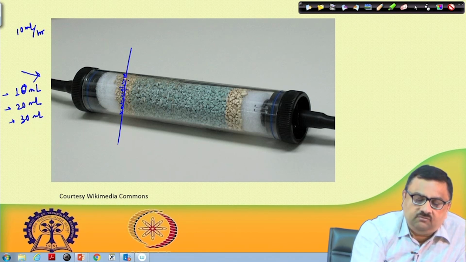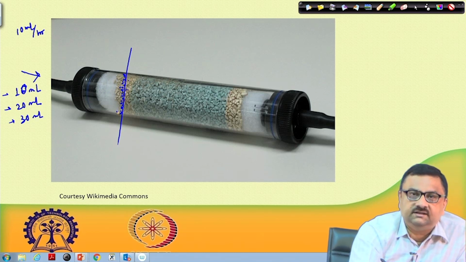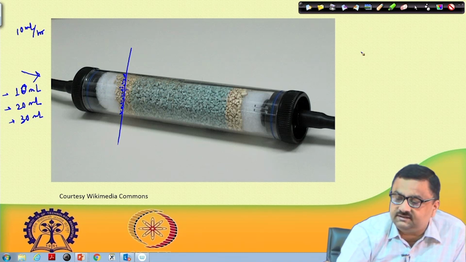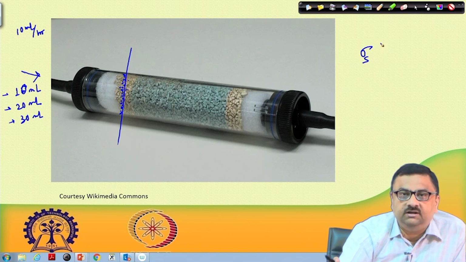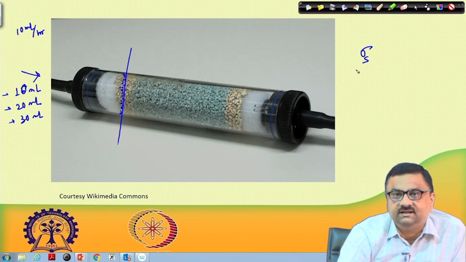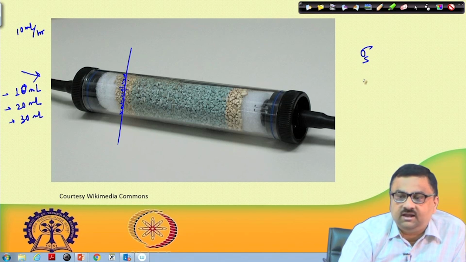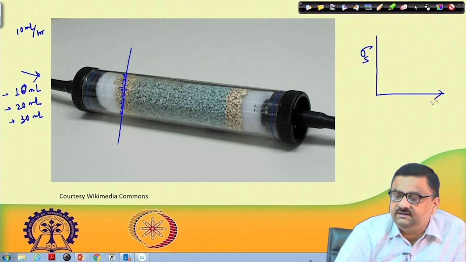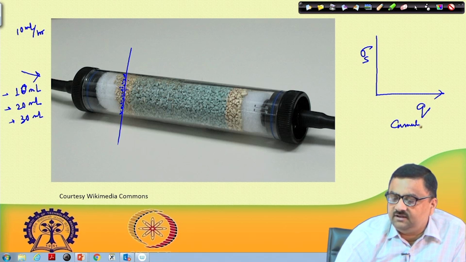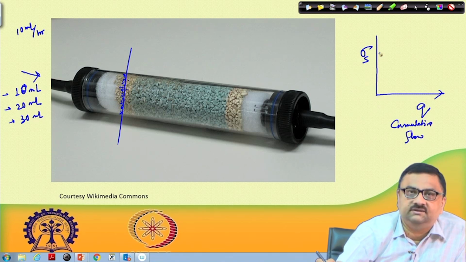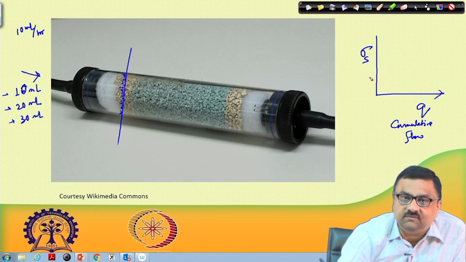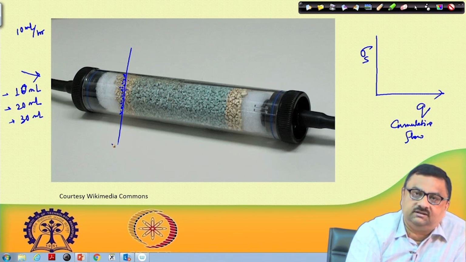So, I am now plotting this, I can say how sigma s changes with q. Sigma s is volume deposited per unit volume of porous medium, and how it changes as you increase q, the cumulative flow. Now, sigma s at a particular location.